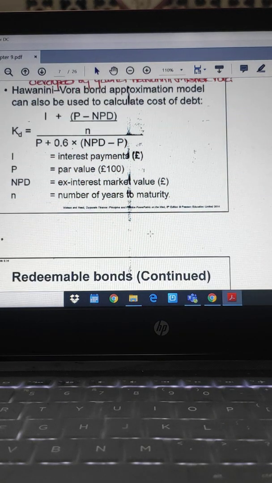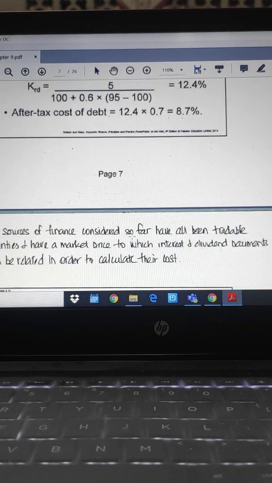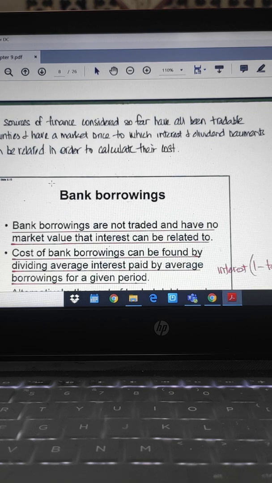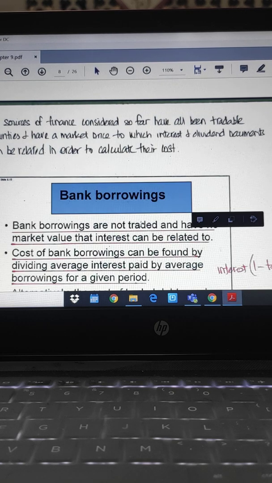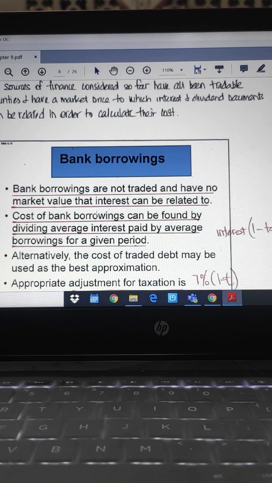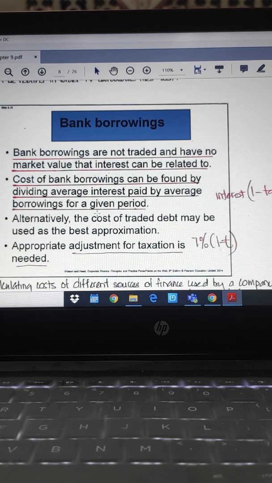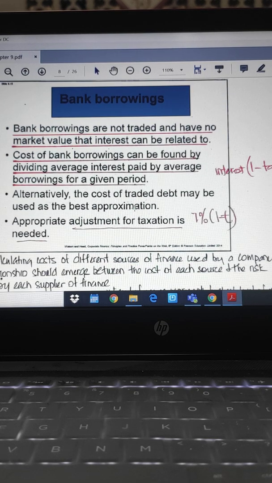After this, we then calculated the bank borrowings, which is part of debt financing. Remember, bank borrowings is not traded and therefore has no market value. But because bank borrowings is part of debt finance, they enjoy 1 minus T, thereby bringing the cost of bank borrowings lower.